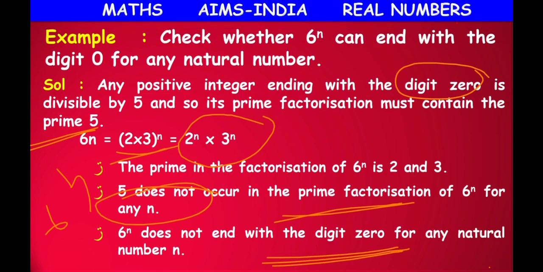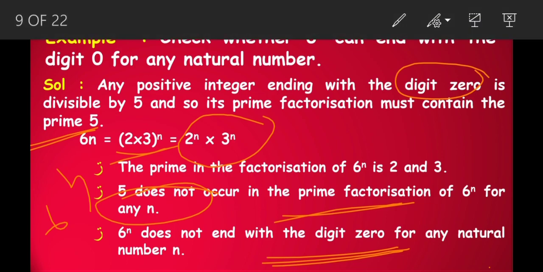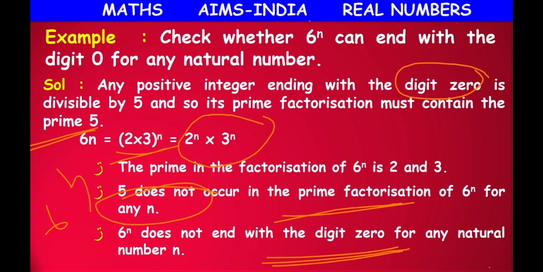They asked us to check what we have told, what we have done. We have checked it. And we can tell that it cannot end with 0 for any natural number. Why? What is the reason? In its prime factorization, there is no place for 5.